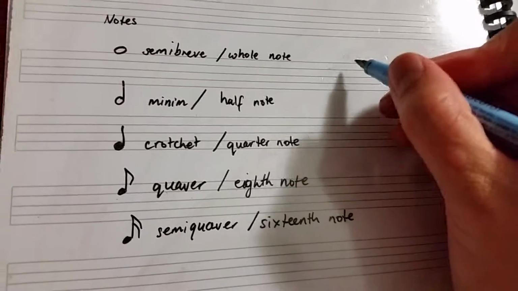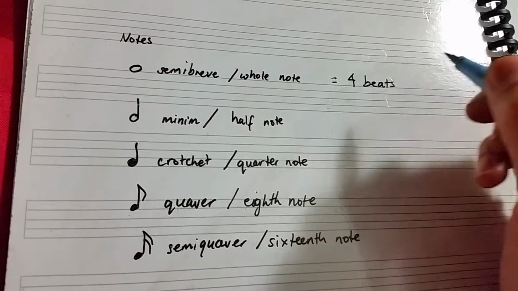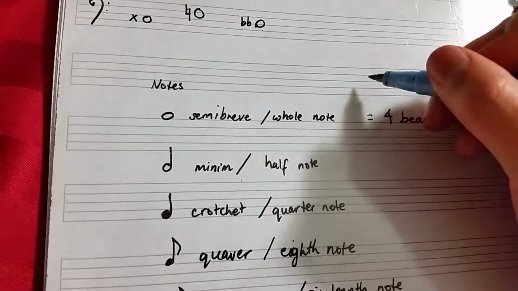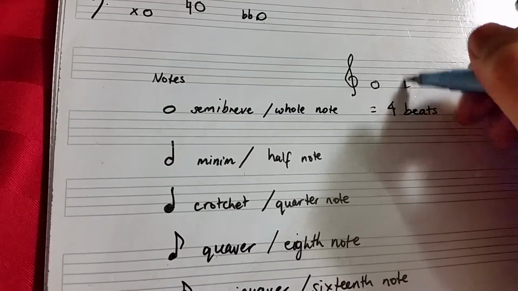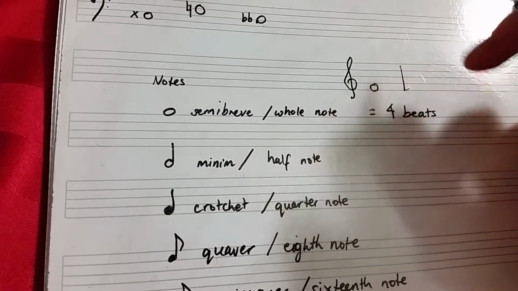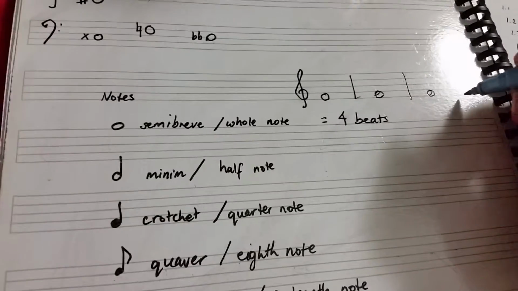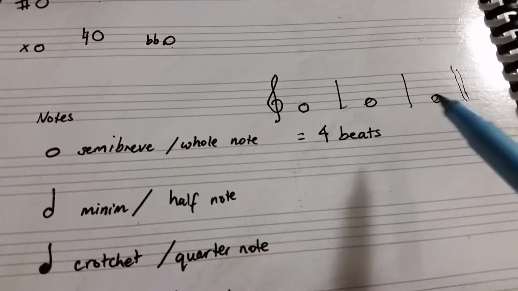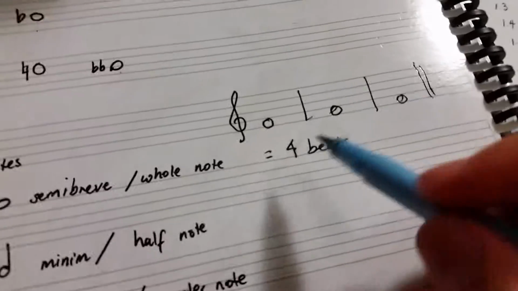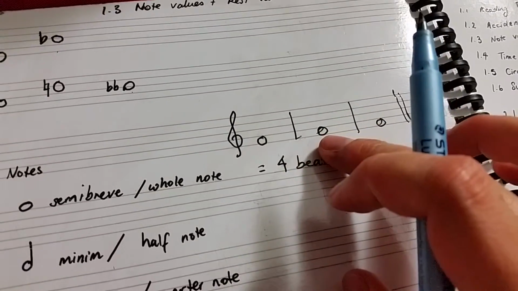The semi-breve is worth 4 beats. So if I wrote notes like this, there's a bar line, 2, 3. Okay, so if I were to play these notes, sorry about the little things in there, go 1, 2, 3, 4, 2, 2, 3, 4, 3, 2, 3, 4.